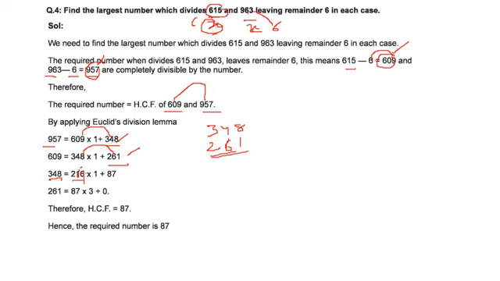So now 261 and 87, again we have to reapply. So 261 becomes 87 into 3, we get a 0 here. So 87 is the HCF. So 87 is that x. This is the number which will divide 615 subtracted by 6 and 963 subtracted by 6 totally, fully.